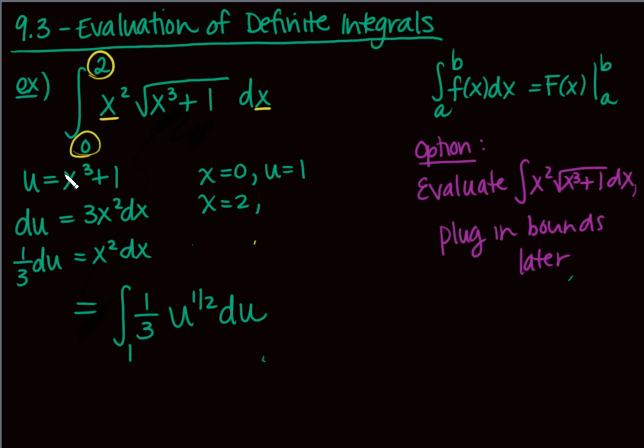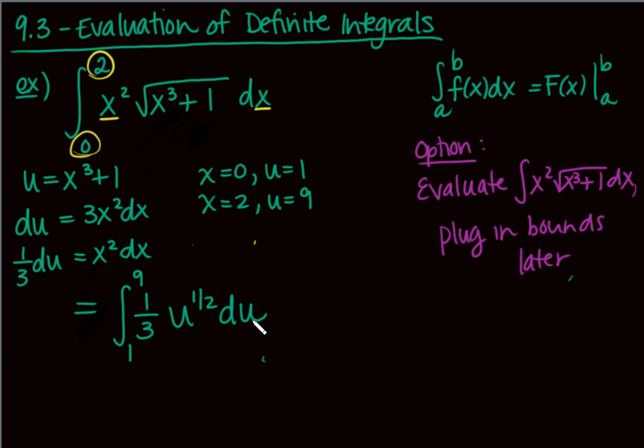When x is 2, I have 2 cubed, which is 8, plus 1, which is 9. So u is 9. So look at now, I have my bounds going from 1 to 9 of 1/3 u to the 1/2 du. The great thing about doing it this way is we don't have to come back to x's.